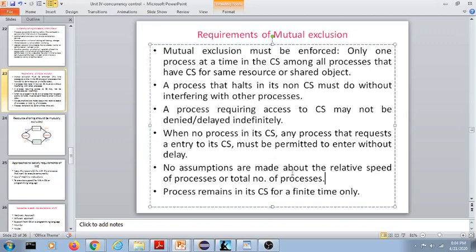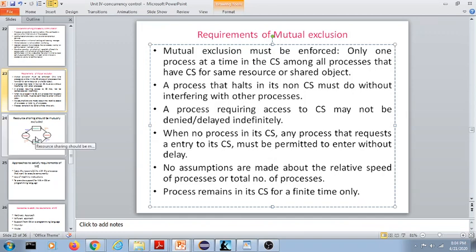So whenever the mutual exclusion algorithm is implemented, there should not be any assumption regarding the relative speed of the processes. Which process will be doing its job in a smaller time and which will require more time to execute, and the total number of processes, all these things are unimportant. Then the next thing is that a process remains in its critical section for a finite time only.